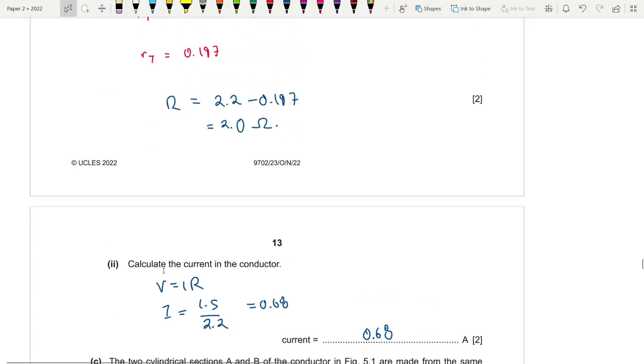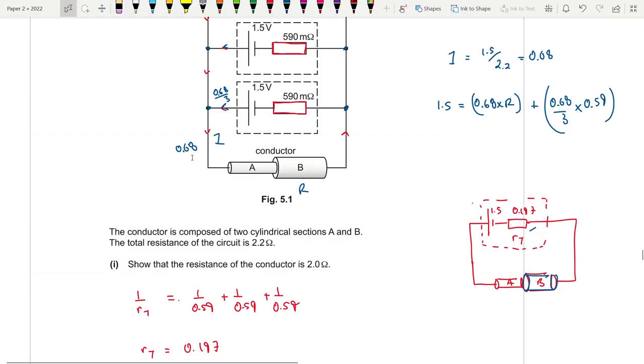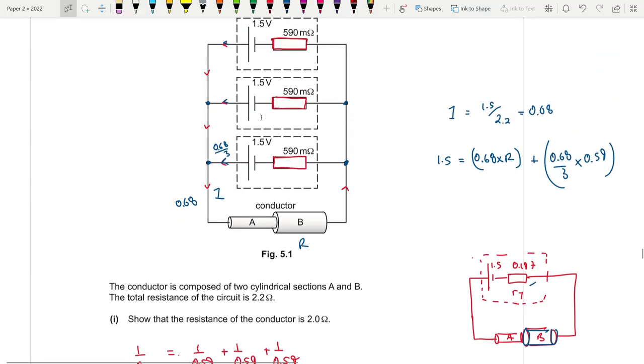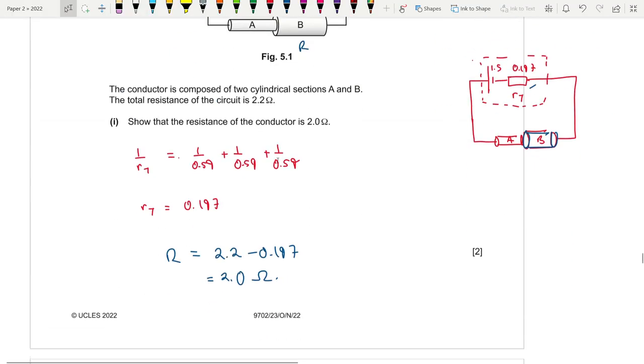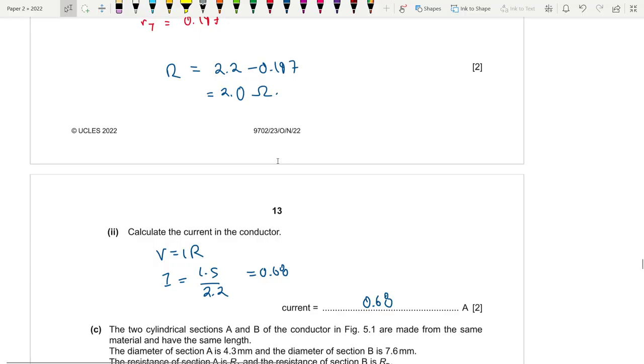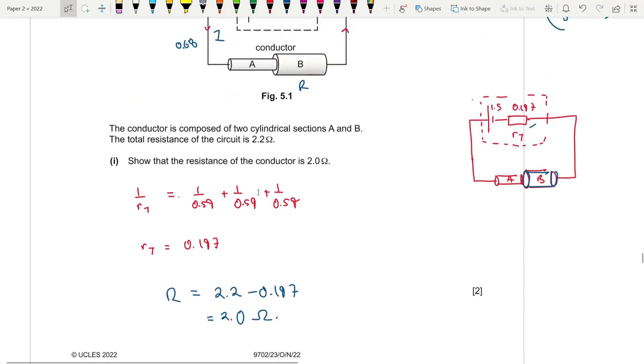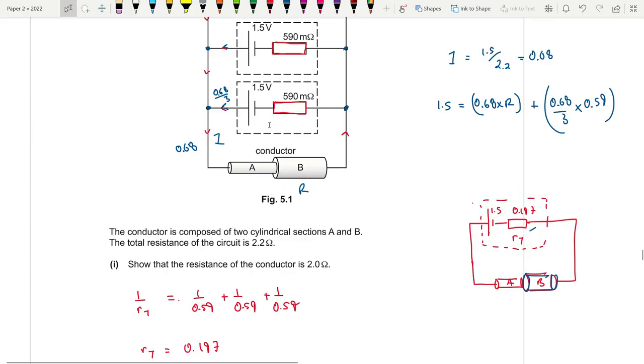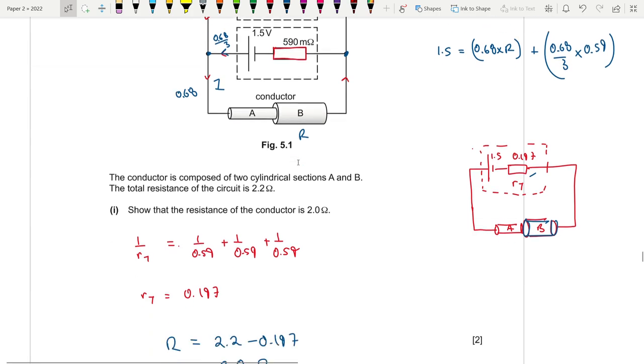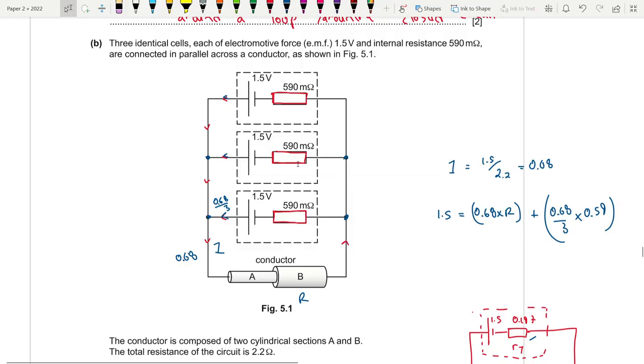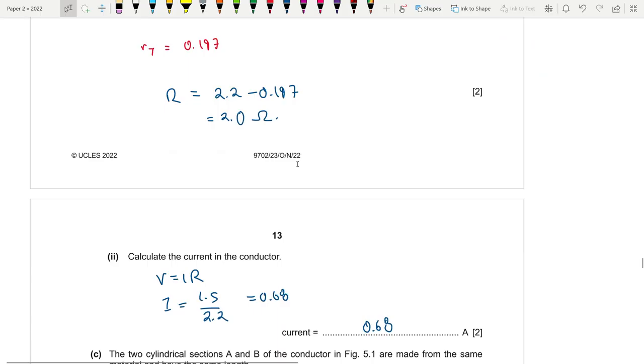This is the easiest way to do it because we know the total voltage in the circuit, 1.5, divided by the total current in the circuit. Sorry, total voltage divided by total resistance in the circuit. That's the easiest way. The other way was if you found out the individual voltage that this conductor got, and then you could divide it using its resistance. Too complicated, you don't need it.